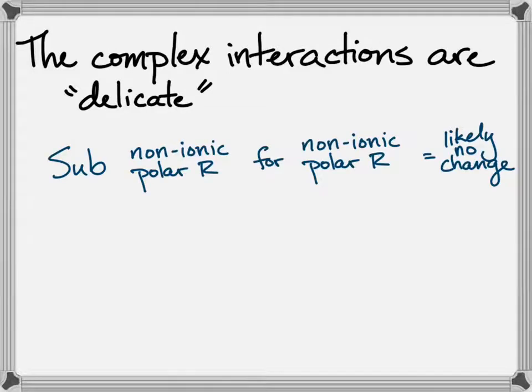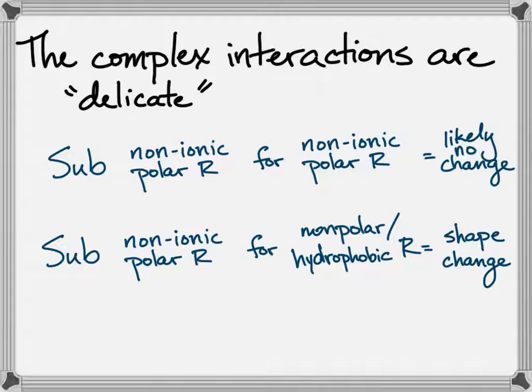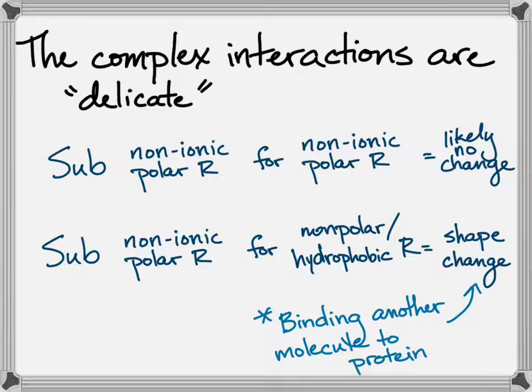Substituting one polar R group for another one, or one hydrophobic for another one, may not change the shape or function of that protein, but changing a polar R group for a nonpolar R group means that nonpolar amino acid might try to dive into the interior of the protein, causing a potentially big change to overall shape and function. In a similar way, binding a molecule to a protein can also disrupt the bonds holding the tertiary shape in place. As the protein changes shape, it might be activated or inhibited.